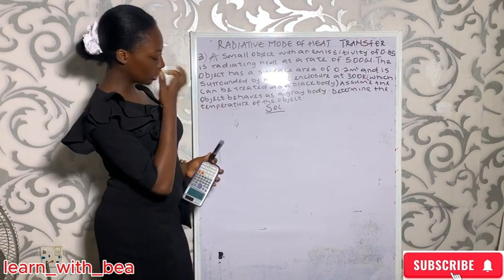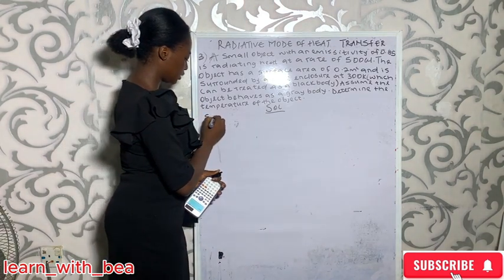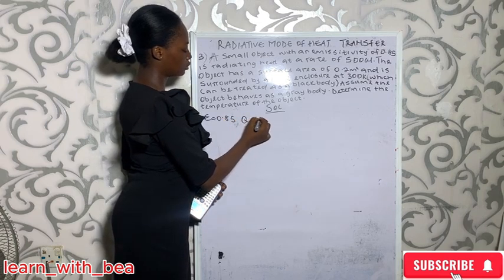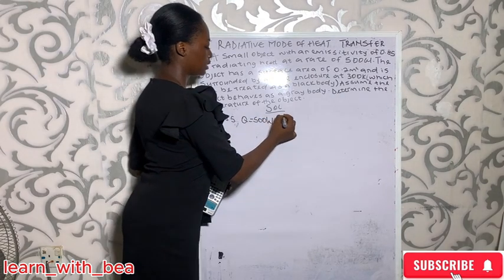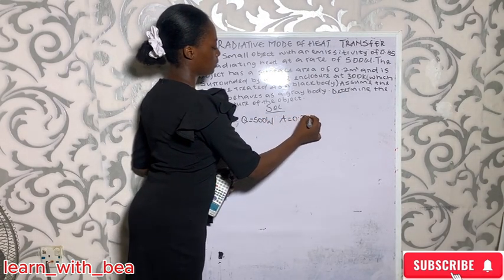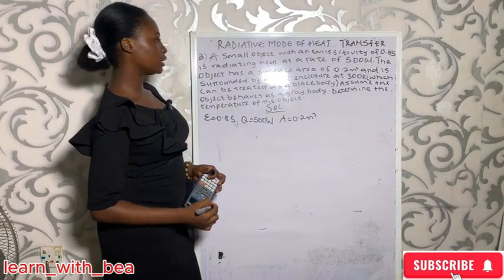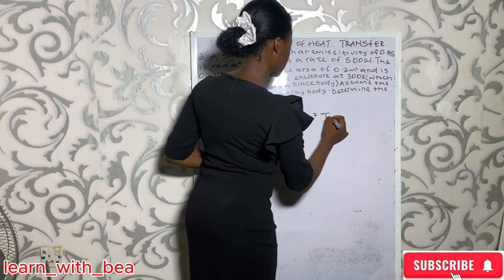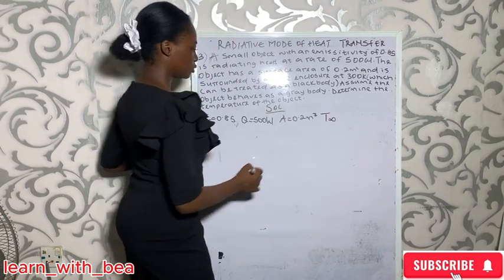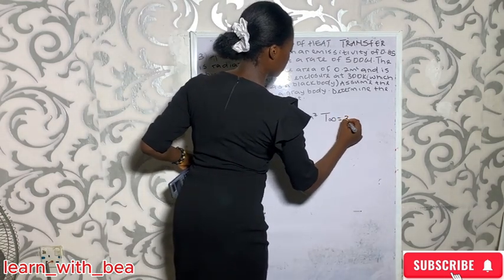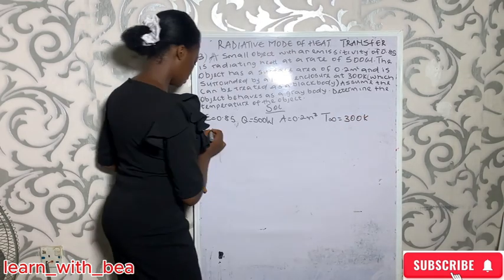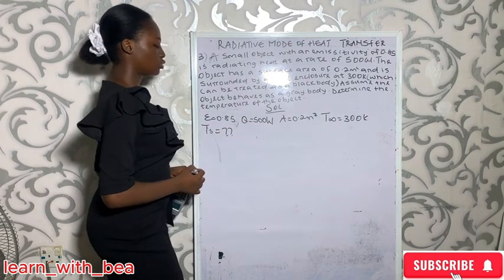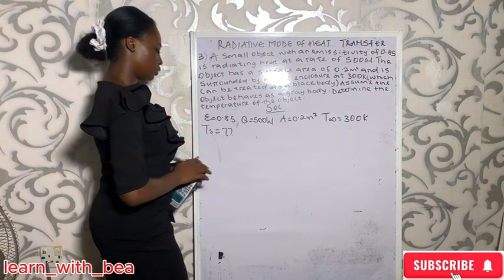So now we're given our emissivity to be 0.85 and the rate, which is our Q, to be 500 watts. The surface area is 0.2 meters square and it is surrounded by a large enclosure. So that's our temperature of the surroundings, given as 300 Kelvin. Now let's calculate Ts, the surface temperature, or the temperature of the body or object.